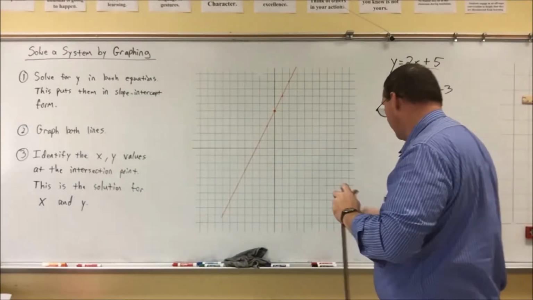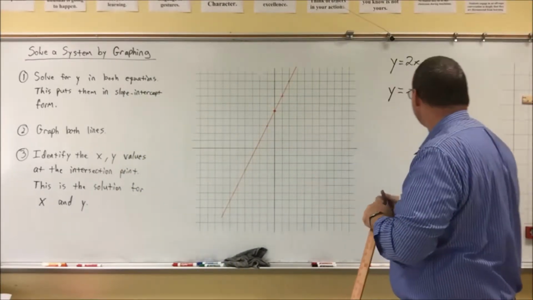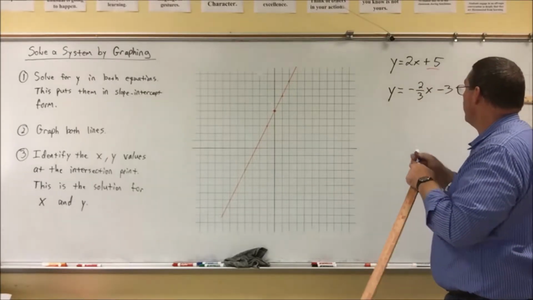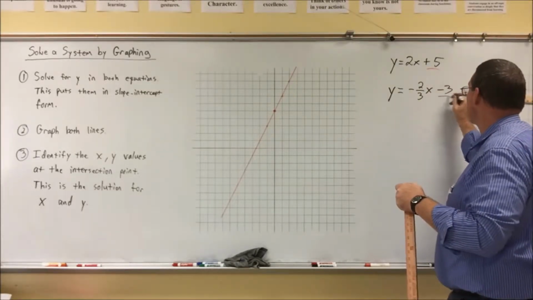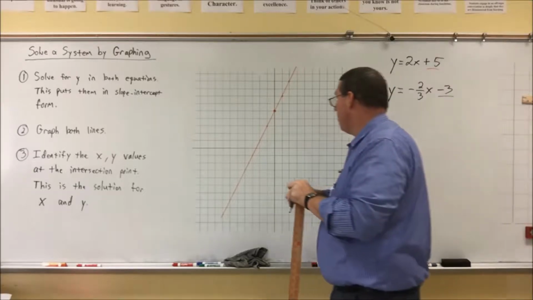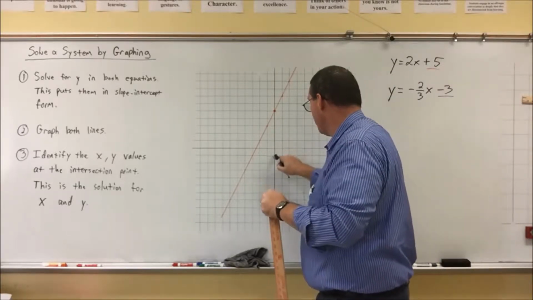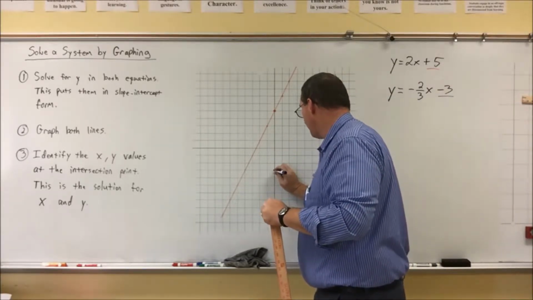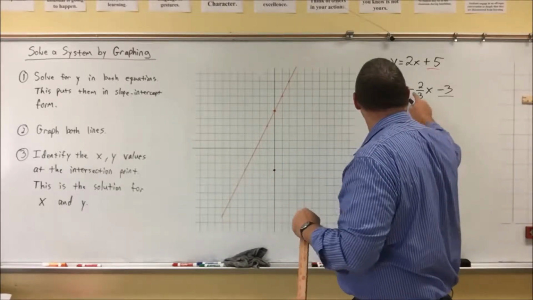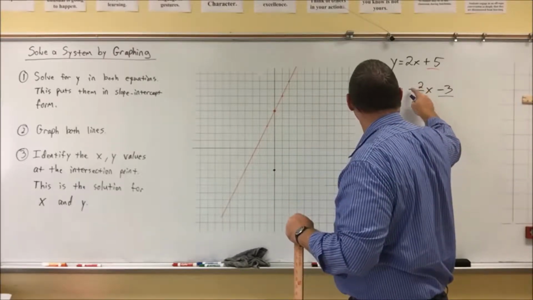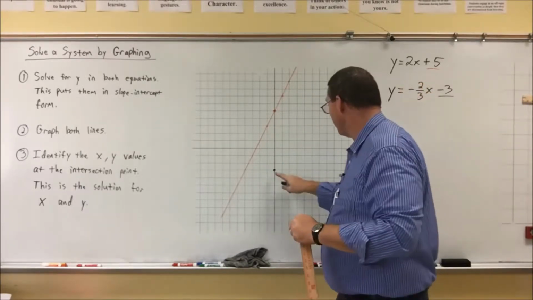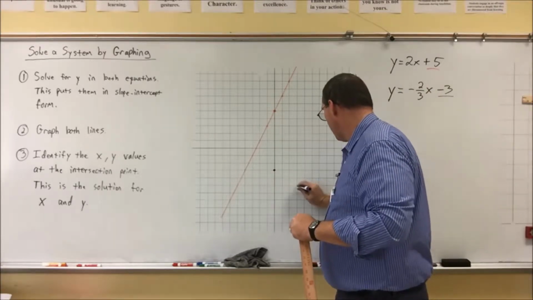I'm going to do the second line in a different color. Let's do purple. This one says y equals negative 2/3 x minus 3. So we're going to go to the y-intercept, negative 3: 1, 2, 3. We're going to plot that. And then our slope is negative 2 over 3. That means down 2 and over 3.